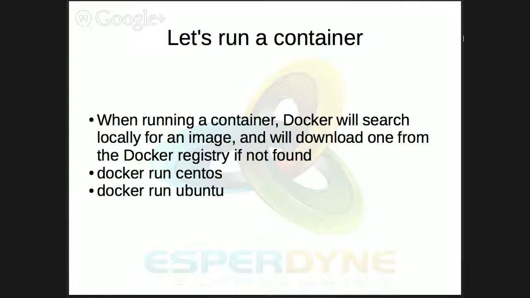So for CentOS, I prefer to use the official CentOS image. And if you just do docker search centos, it'll bring up a million different CentOS images. But if you say docker pull centos, it'll only pull the official CentOS image. So if you do docker run centos or docker run ubuntu, and I'll see if I can do that now.